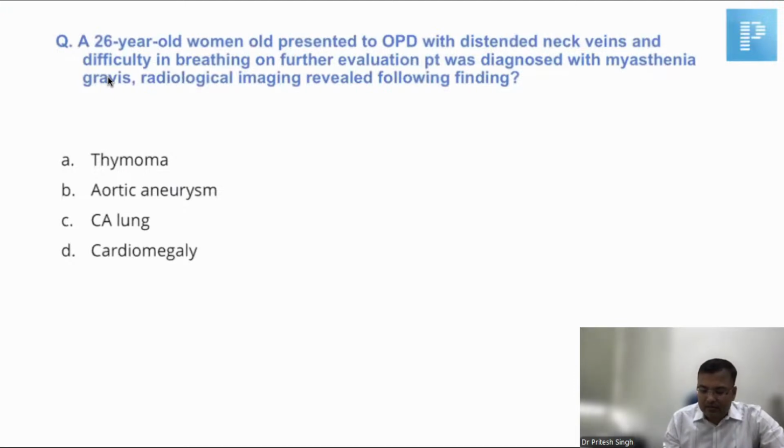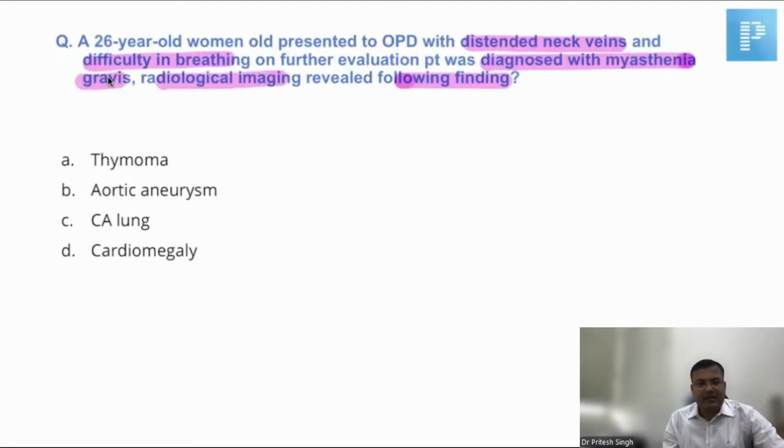A 26-year-old woman presented to OPD with distended neck veins, difficulty in breathing, and patient was diagnosed with myasthenia gravis. Radiological imaging revealed following finding. So what was that radiological picture? Anybody remembers? See, guys, there is distended neck veins and patient is having myasthenia gravis. You know that myasthenia gravis is related to thymoma, right? And thymoma is a mediastinal tumor. So it might compress what? It might compress superior vena cava. That's why patient is having distended neck veins.